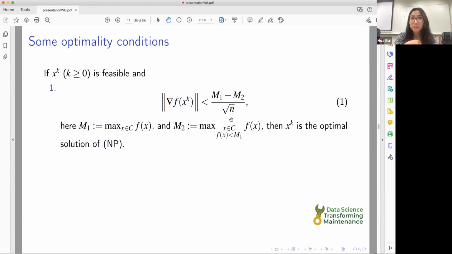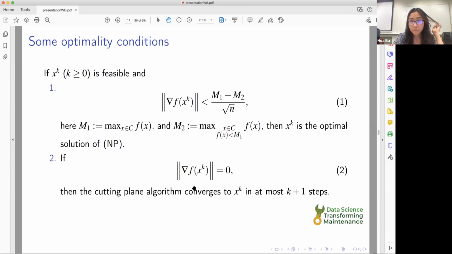So this is a drawback of this algorithm in discrete optimization. Even if you already have an optimal solution, the algorithm may take many steps until it has converged. But if the derivative of the function at our iteration xk is 0, then the cutting plane algorithm will converge in the next step, which is good.